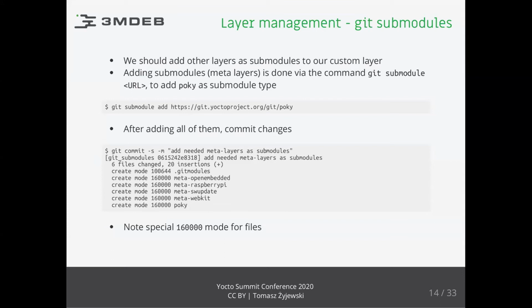Please notice the mode for the layers entry, it's 160000. This is a special mode in Git that basically means you are recording a commit as a directory entry rather than a subdirectory or a file.